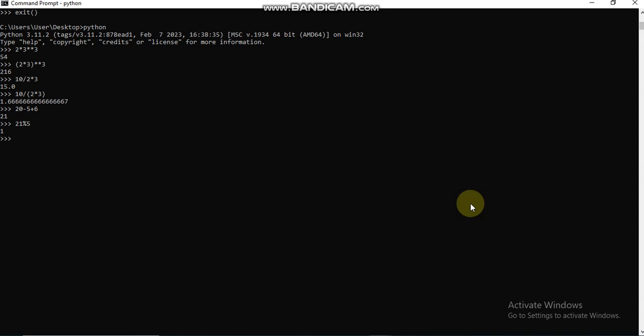So this is another operator, which we are just coming across, known as the modulus operator. It is used in getting the remainder after any division has taken place.